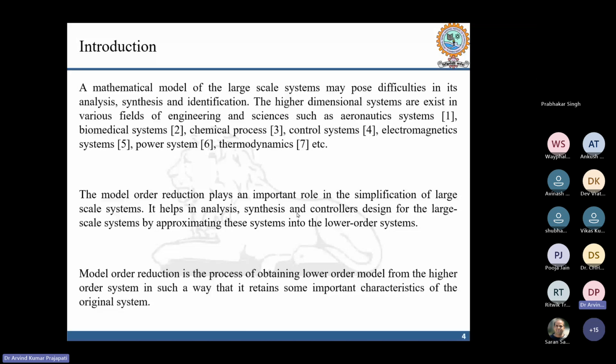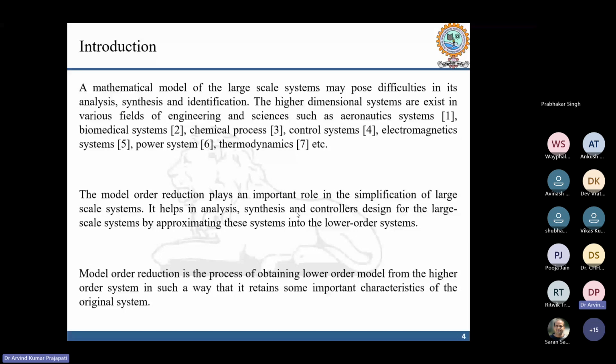So before going to learn the model order reduction, you must know what is a large scale system. So a large scale system is defined as a system which has more than like 100 variables or 100 elements, or which has thousands of equations for representing a particular system. If we need several equations or several variables to represent that system, then that system is called a large scale system.